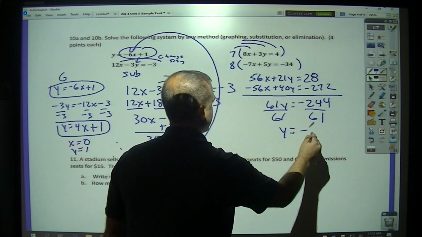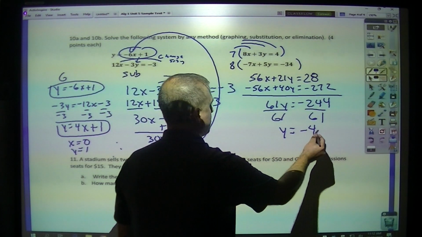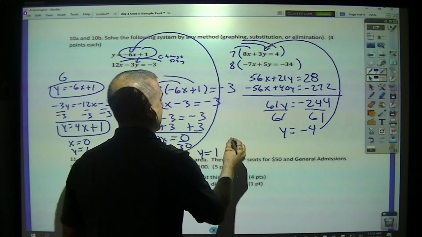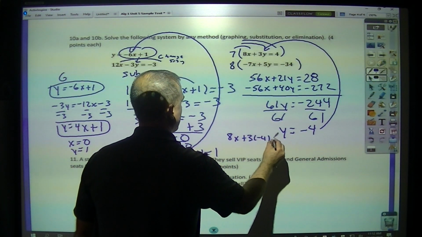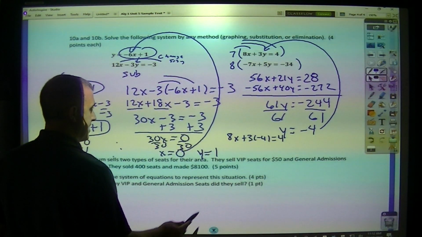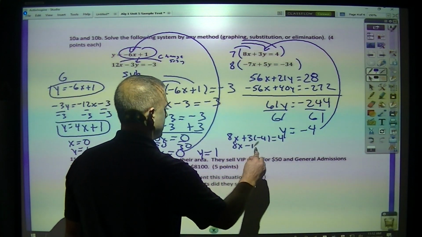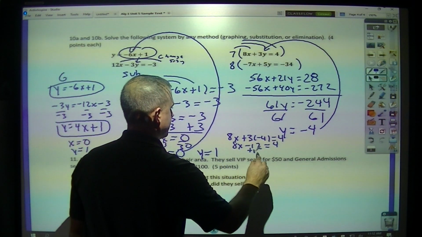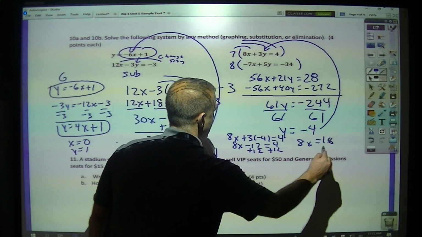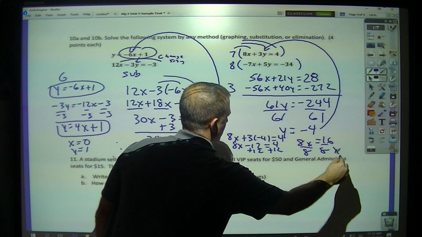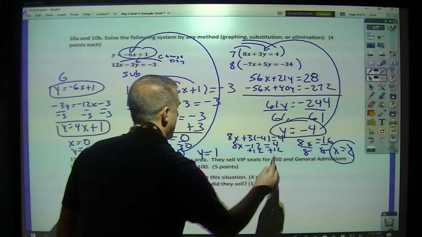Fantastic. Now, I'm going to go ahead and put that into my original to make it easy on myself. So 8x plus 3 times negative 4 equals 4. 3 times negative 4 would be negative 12. So I would add 12 to this side. That would be 8x equals 16. And divide by 8, I got x equals 2. So I got 2, and that equals that.